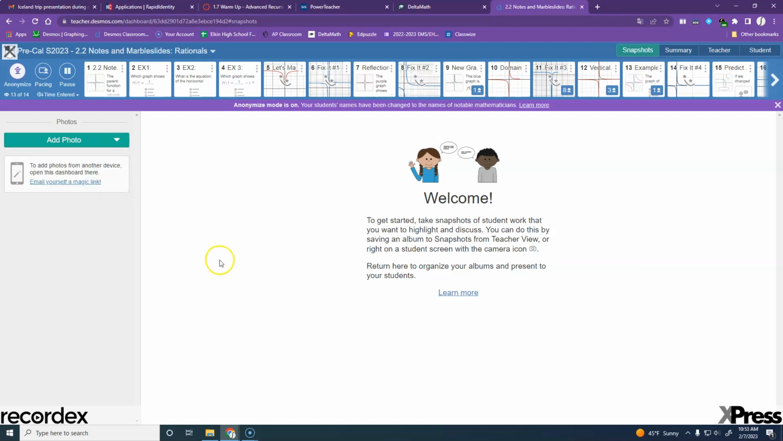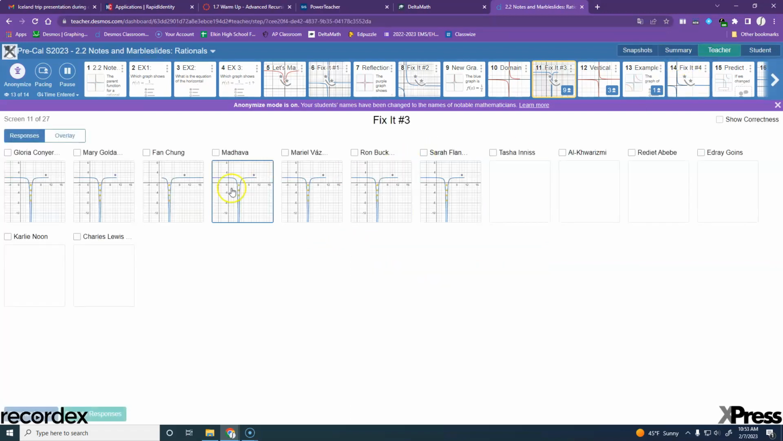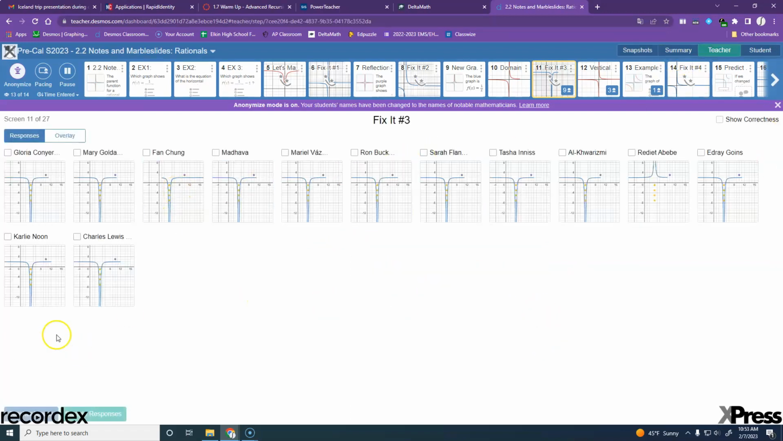Why is that not doing this? This used to just show the screen. Why is it doing that? I don't want that. Well, let's see what it looks like. Okay, never mind. If I just click on teacher, it gives me what I want.